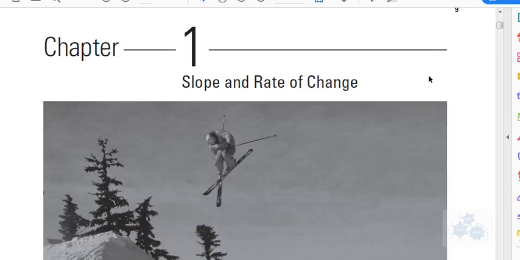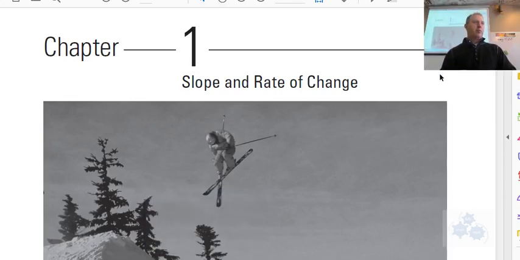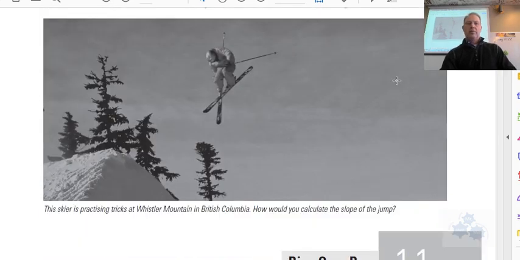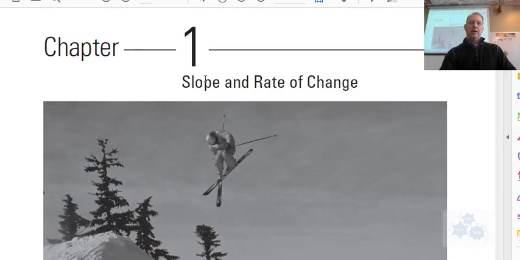All right, so this is chapter 1 for Workplace and Apprenticeship 20, and I'm just going to go through parts of the workbook here. We're going to talk about some definitions, look at some examples, and work through some things together. So chapter 1 is called Slope and Rate of Change.